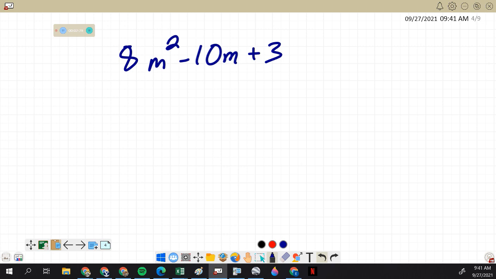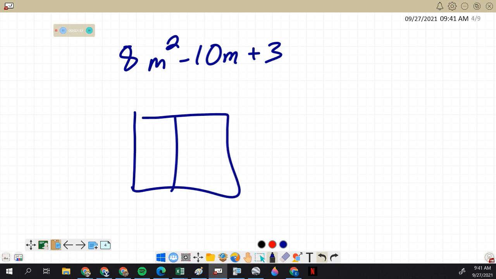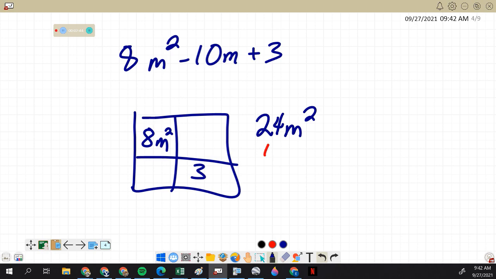Okay. So I draw the box, stick in 8m squared and 3, multiply those together, and I get 24m squared. The factors are 1 and 24, 2 and 12, 3 and 8, 4 and 6, and 5 doesn't work. Will one of those combine to give me a negative 10? Negative 4 and negative 6. So negative 4m, negative 6m.